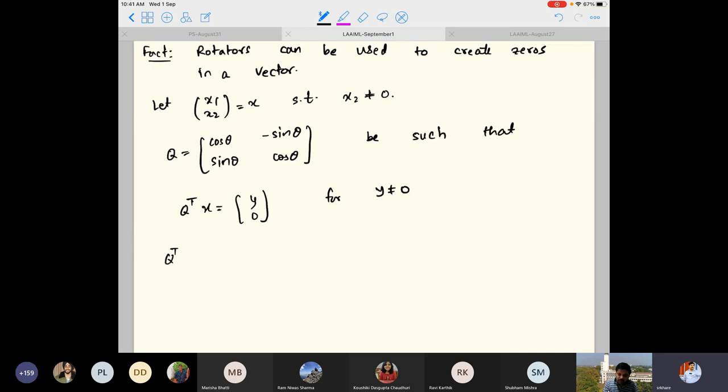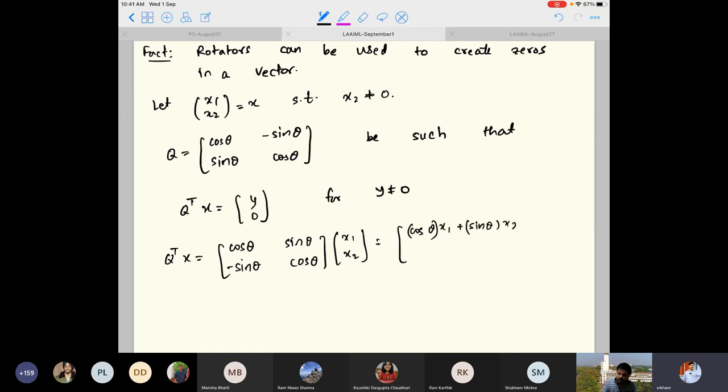So what is Q transpose X then? Q transpose is cos theta, minus sin theta, cos theta, correct? So this is your Q transpose. You multiply by x1, x2. What do you get? You get cos theta into x1 plus sin theta into x2 as your first component, and you get minus sin theta into x1 plus cos theta into x2, which is equal to Y0. Is that correct? That's what you want.